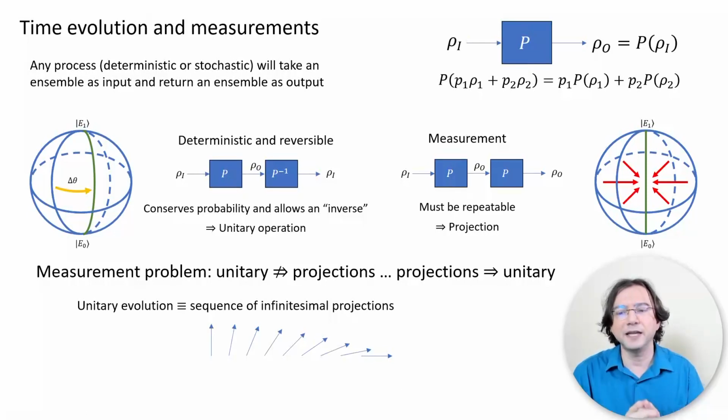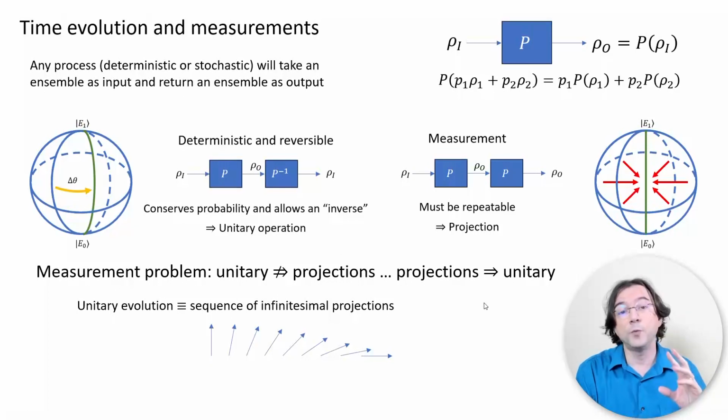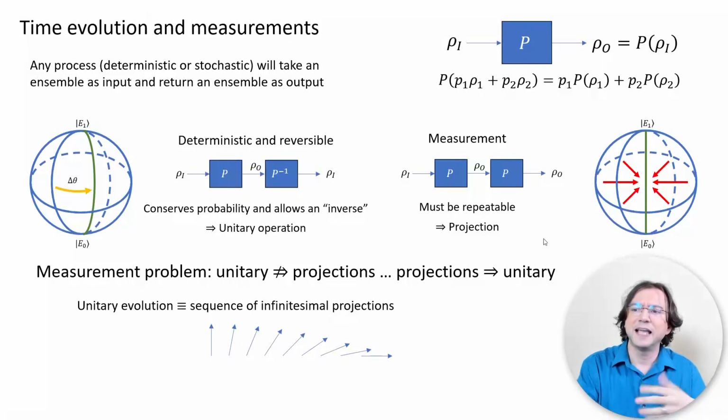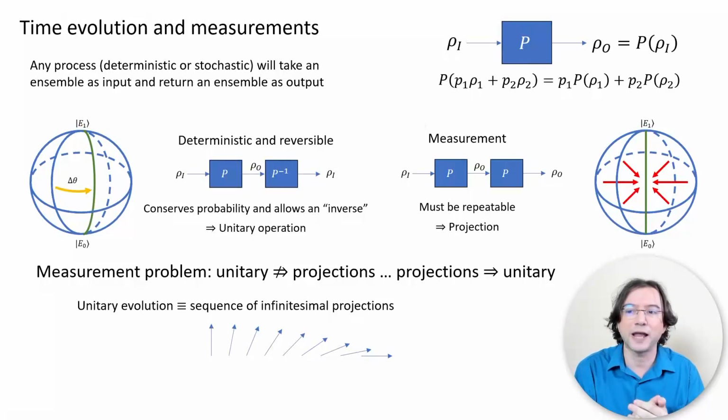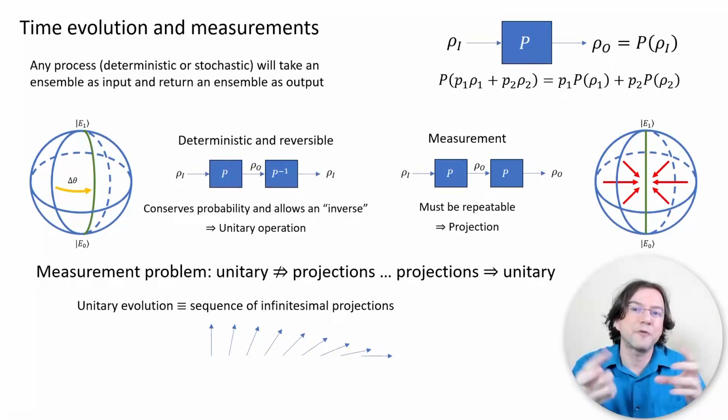Now, to resolve the idea that at the end of the day we should have only one thing, instead of trying to get projection from unitary evolution, we can show that we can do the opposite. From projection, we can develop a unitary evolution. So the idea is that instead of thinking of these as measurements, you can also think of them as preparations, because every measurement is a preparation for what happens below. And so the idea is that unitary evolution is a sequence of infinitesimal preparations, or if you want, a sequence of infinitesimal measurements.